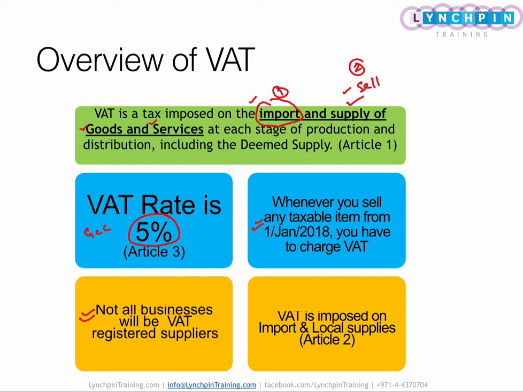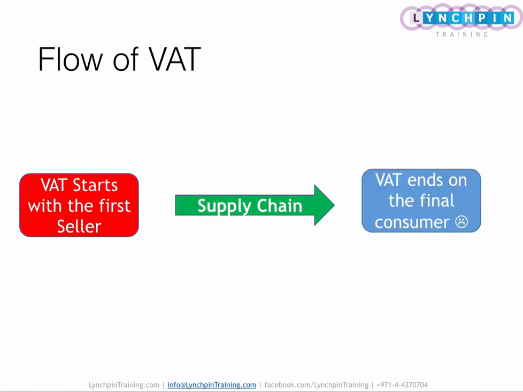So VAT at the end is imposed on imports as well as local supplies as per article 2 of the UAE VAT law itself. So VAT starts with the first seller, and it flows through the whole supply chain. Let's take an example. Take a look around you and you will definitely find a wooden item. So let's take an example of a table here. If I have a table, what is my supply chain here?